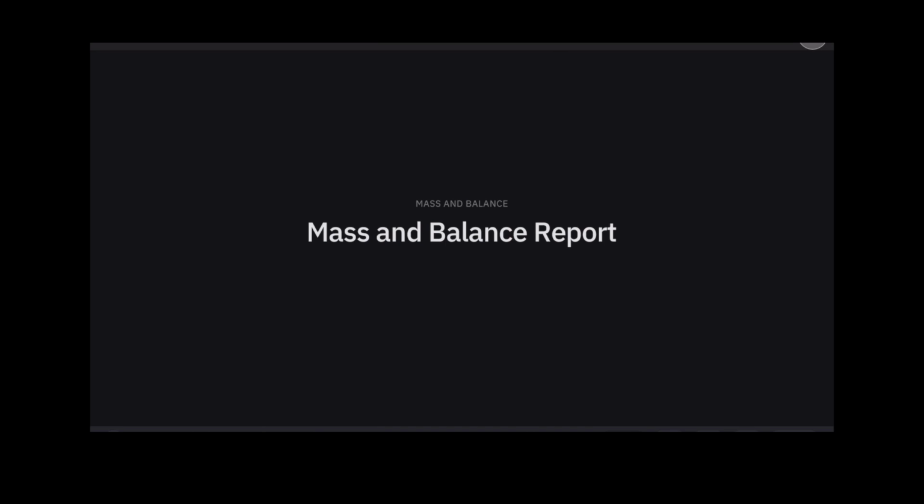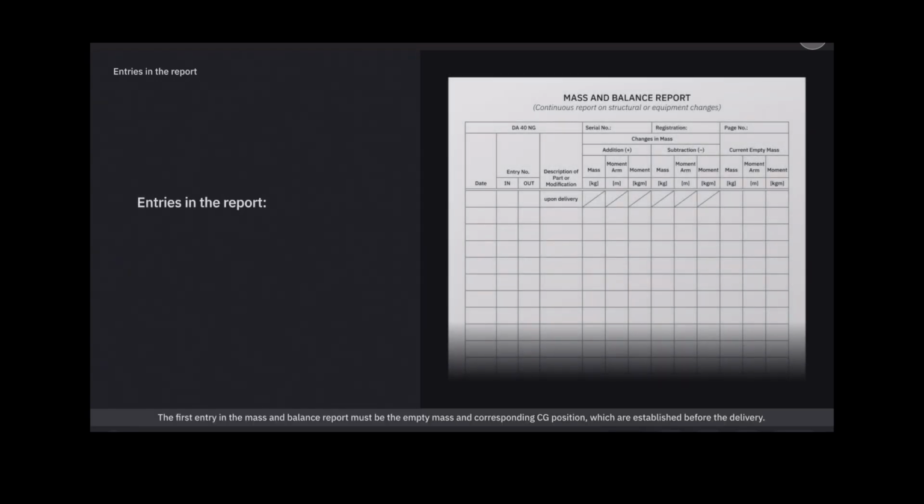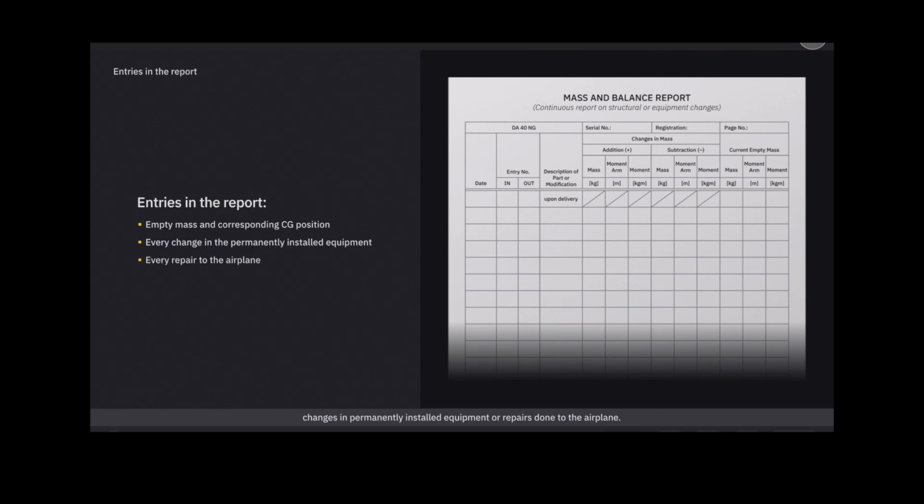Mass and balance report. The first entry in the mass and balance report must be the empty mass and corresponding CG position, which are established before the delivery. All the changes in the airplane equipment, which affect the empty mass or the empty mass CG, must be recorded, such as changes in permanently installed equipment or repairs done to the airplane.